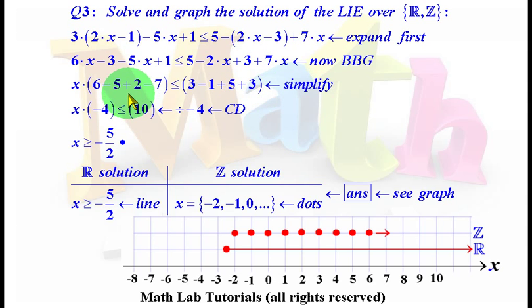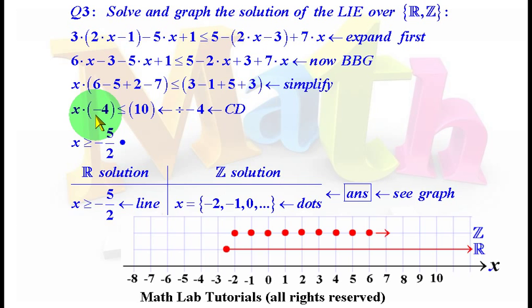Again, we simplify inside each bin. 6 minus 5 is 1, plus 2 is 3. Minus 7 is minus 4. Drop it inside the bin. And over here, we've got 3 plus 8 is 11 good guys and 1 bad guy. So we've got 10. Notice we have not touched the inequality at all.